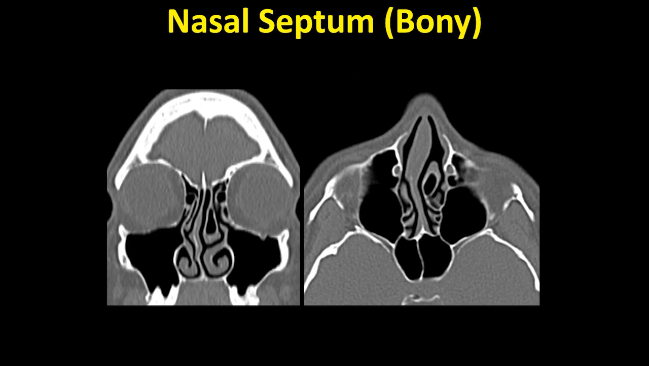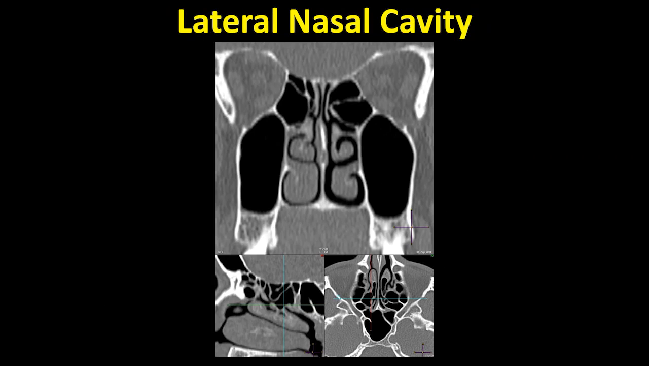What about the bony nasal septum? It often is deviated to one particular side, that is okay. It becomes significant when it abuts one of the turbinates or in fact goes and abuts the lateral nasal wall.